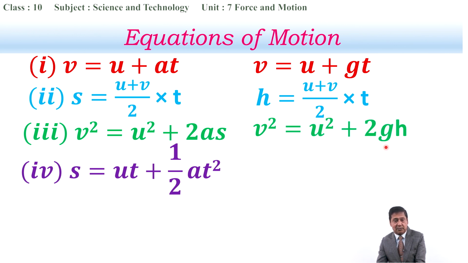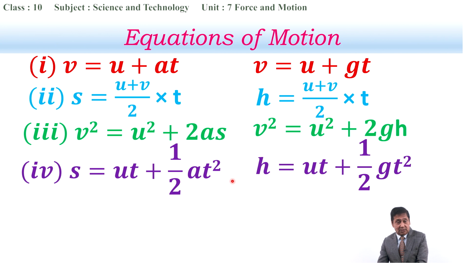Instead of a, I'm writing g, and instead of s, distance, I'm writing h, because the body is dropped from a certain height. Now, not the distance, we can talk about the height also. s equal to ut plus half at square can be written like this also, with g in place of a and h in place of s. This way, the same equation can be written this way also.